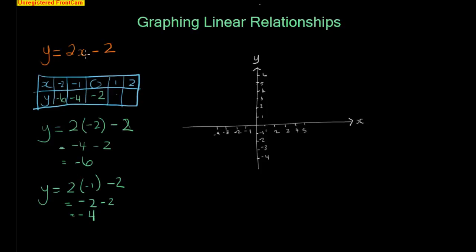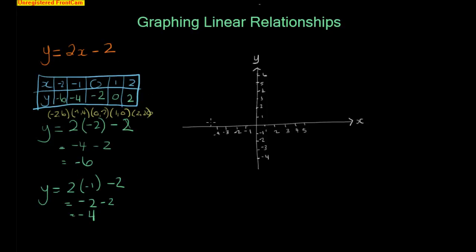2 times 1 is 2. 2 minus 2 becomes 0. And that will be 2. So we've got our points. Now again, we can write our ordered pairs. I don't really have a lot of room there, but we'll try to fit them in. (-2, -6), (-1, -4), (0, -2), (1, 0), and (2, 2). So we've got our ordered pairs. Now we can plot our points.